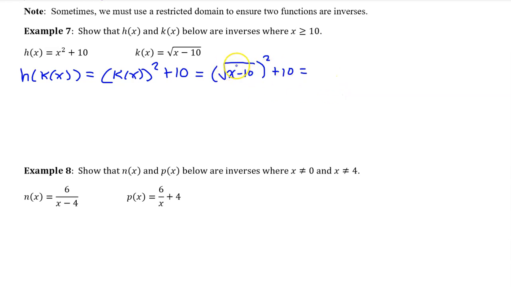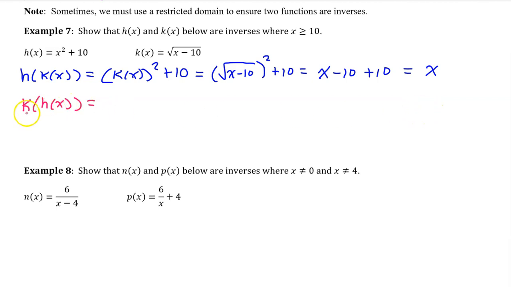So yes, squaring the radical makes the radical go away, and we end up with the x minus 10. Then we still have the plus 10 on the end. Now these cancel out, and we do get x. Next, we need to show that k of h of x also ends up giving us x.